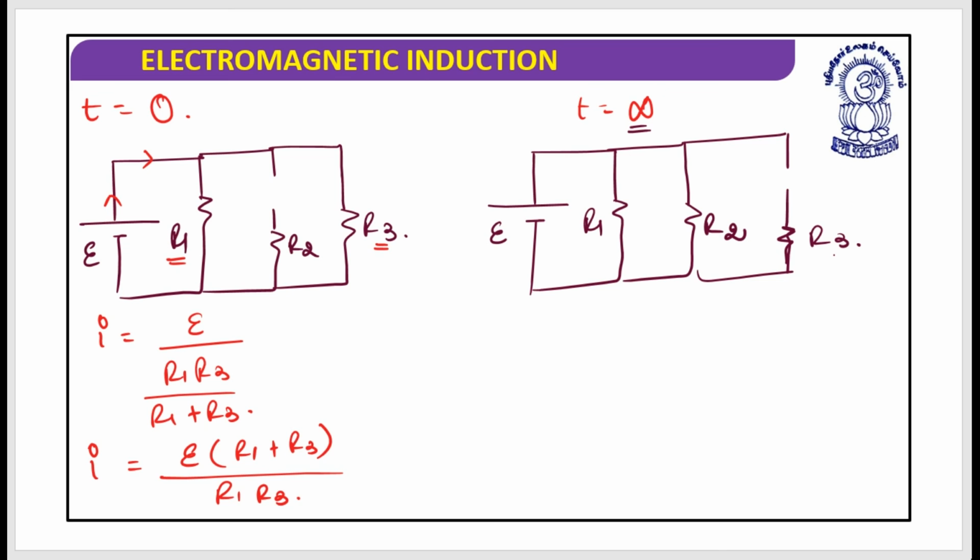In this situation, as this path is open and this is closed, R1 and R2, these two resistors, are connected in parallel. So when these two resistors are connected in parallel, the situation will be I equals E divided by R1R2 divided by R1 plus R2. I hope this is clear. Do you have any confusion in this?